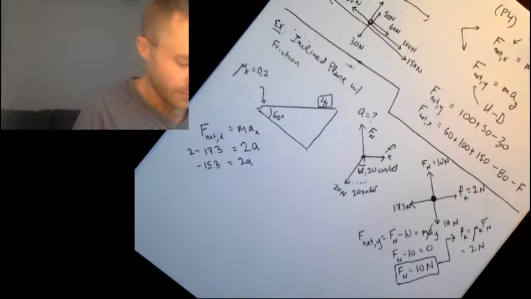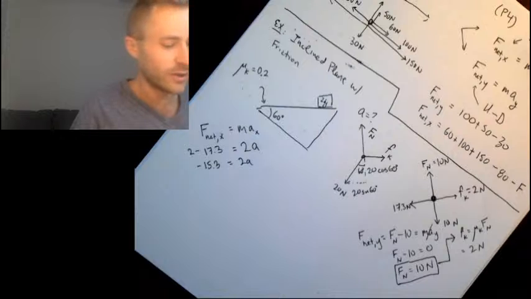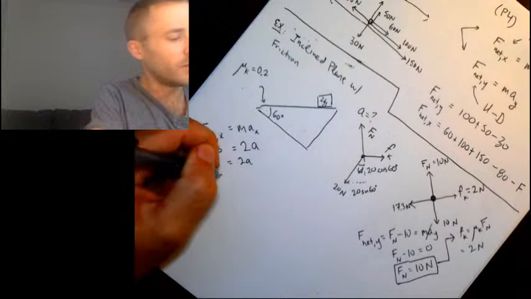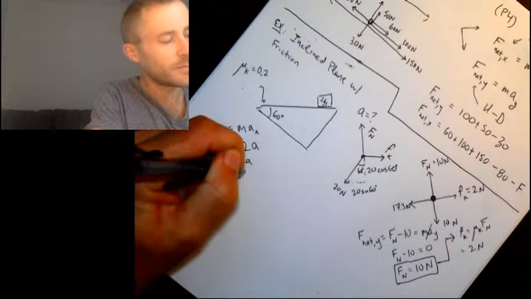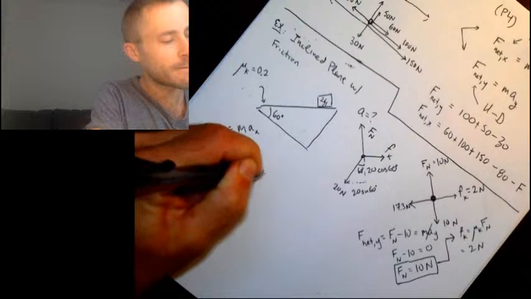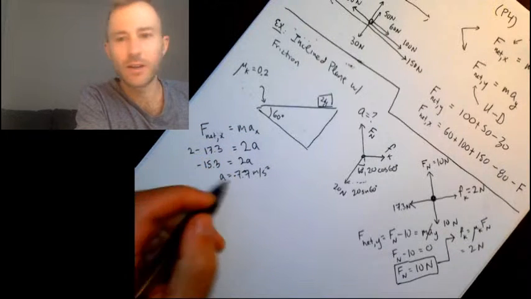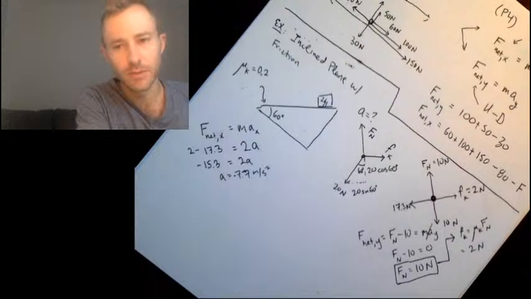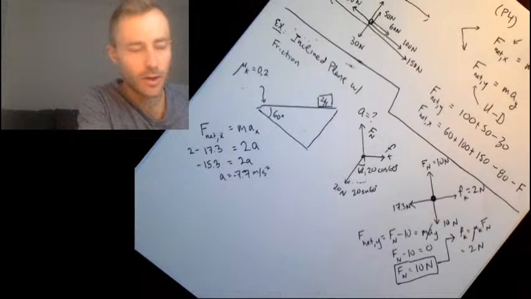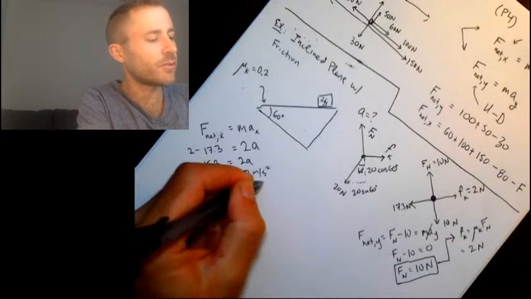And so I have negative 15.3 divided by 2 is negative 7.7 meters per second squared is the acceleration. So the negative sign just indicates that it's going down the incline, okay? So that's our final answer.